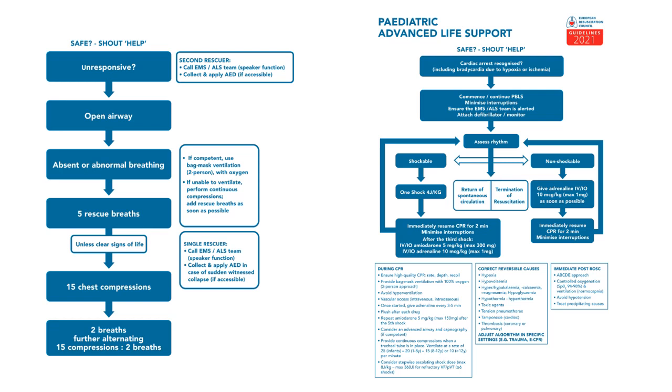Okay, so here are the algorithms. Here is the full algorithm of cardiac arrest in children. This is the BLS, the basic. If they're unresponsive, you open the airway and see if they have abnormal breathing. If they do, then you deliver the 5 rescue breaths, either by mouth or by a bag-valve mask. And then you re-evaluate for signs of life. If they don't have signs of life, then you go into the 15:2 cycle.